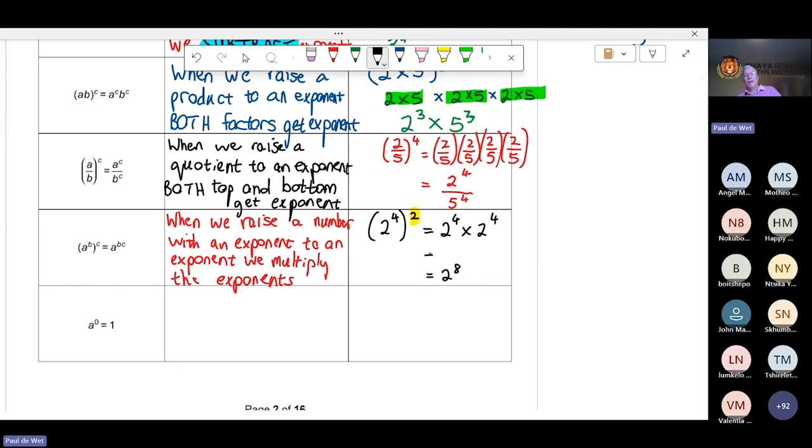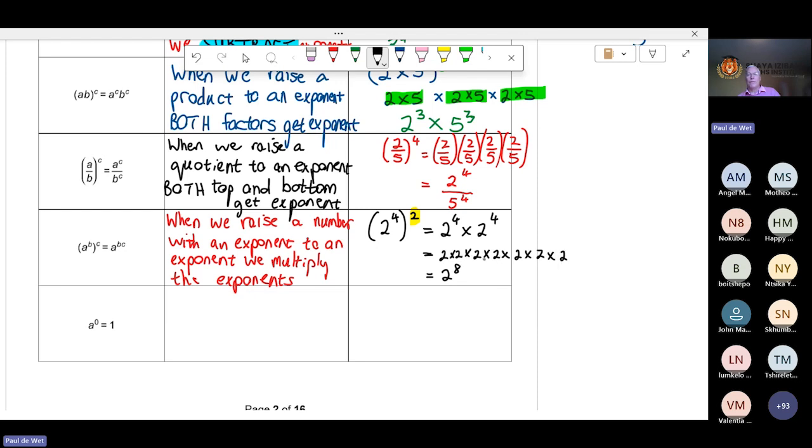Now you might think, I can't remember the first rule. Well, then let's write this out in full. What does 2 to the 4 mean? What does it actually mean? It means 2 times 2 times 2 times 2. There are 4 of them. What does this 2 to the 4 mean? It means another 2 times 2 times 2 times 2.